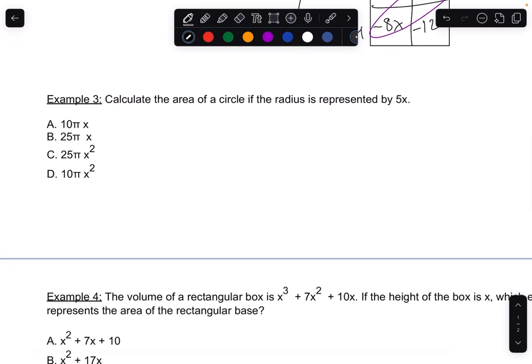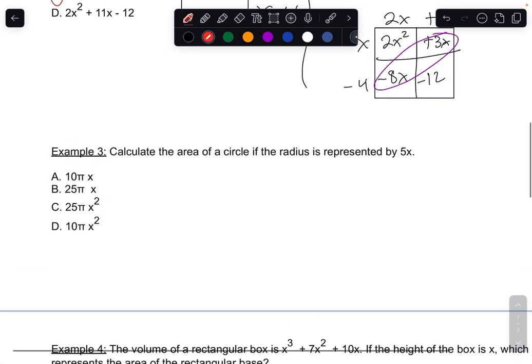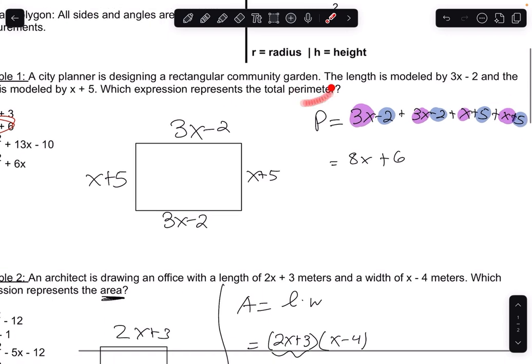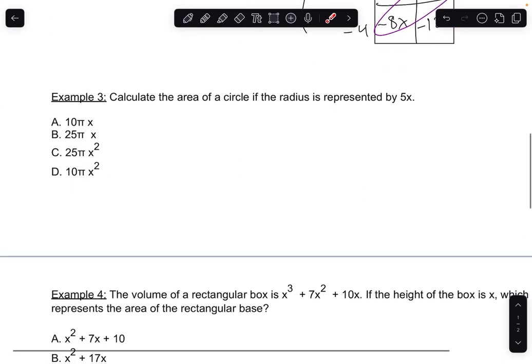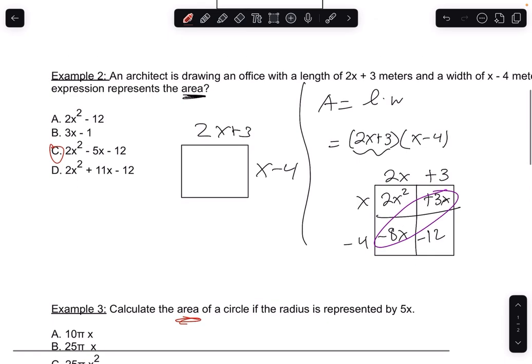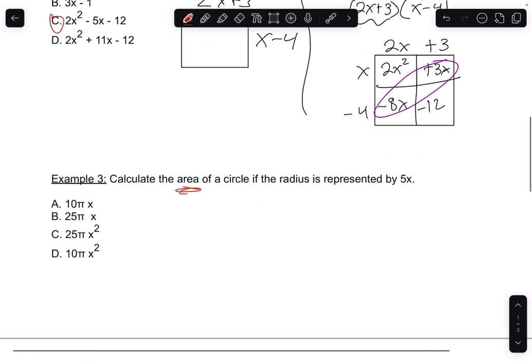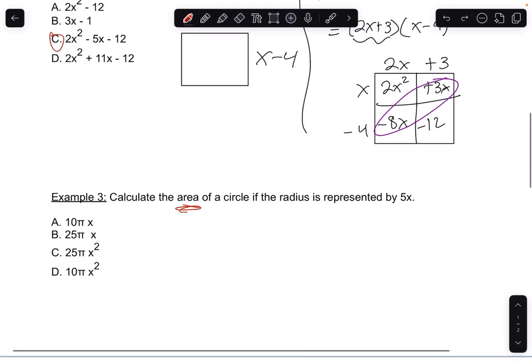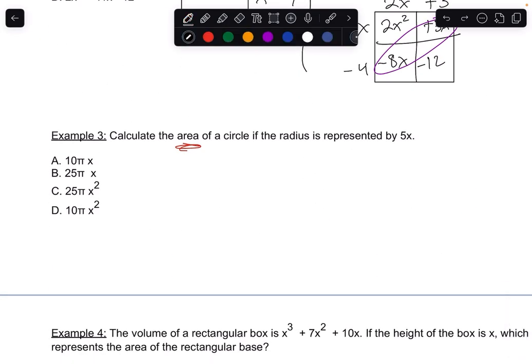Okay, number 3, I think always a good rule is first off, ask yourself, what are they asking for? Area, perimeter. This question, calculate the area. Next thing, is there a formula you know? Area of a rectangle was length times width. Area of a circle is going to be pi r squared. So in this case, we know the formula of a circle is pi r squared. In this question, it's asking what is the area if the radius is 5x.